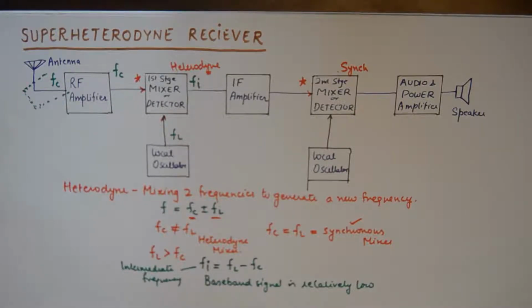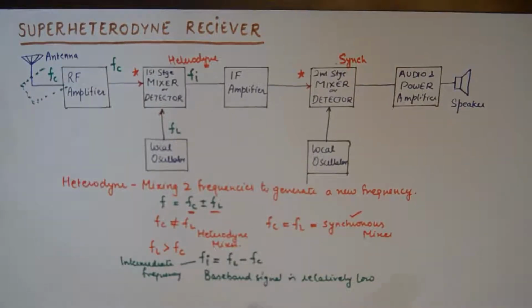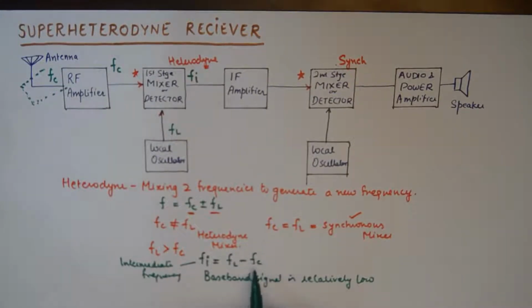We want to eliminate the carrier frequency from the detection stage. So subtracting FC from FL will facilitate that and help us in lowering the frequency, and that's the reason we subtract FC from FL. And a very popular value of intermediate frequency is 455 kilohertz.